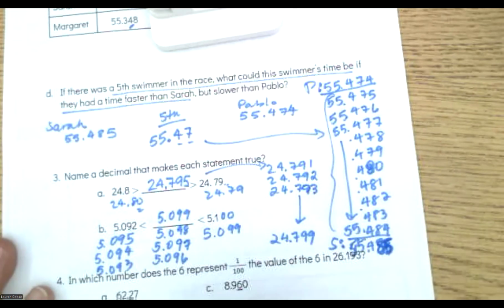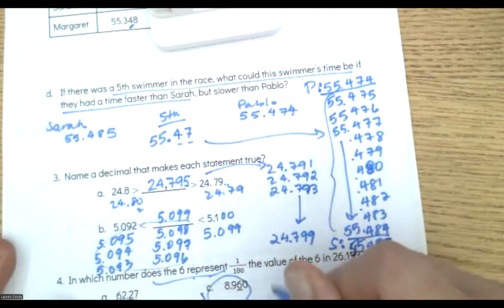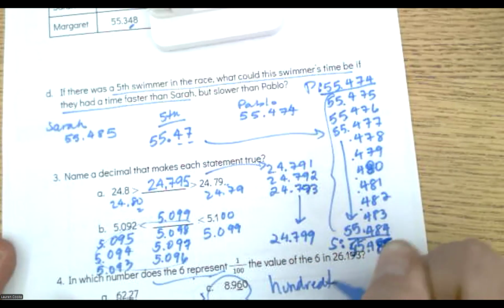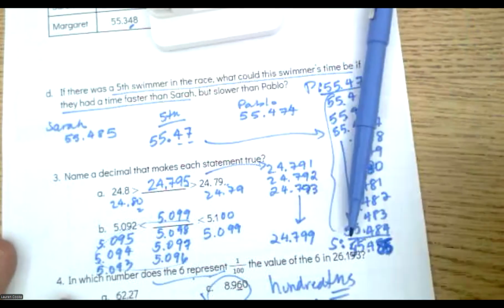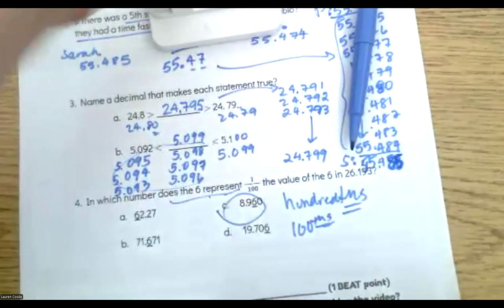And which number does the six represent the hundredths place? Tens, tenths, thousands, or hundredths. Sorry, here we go, down here.